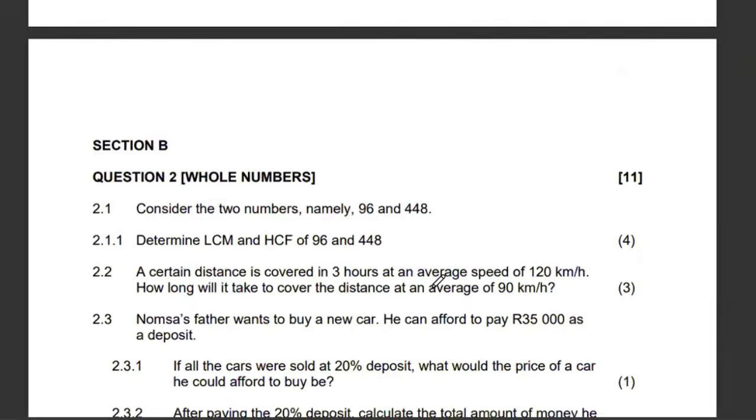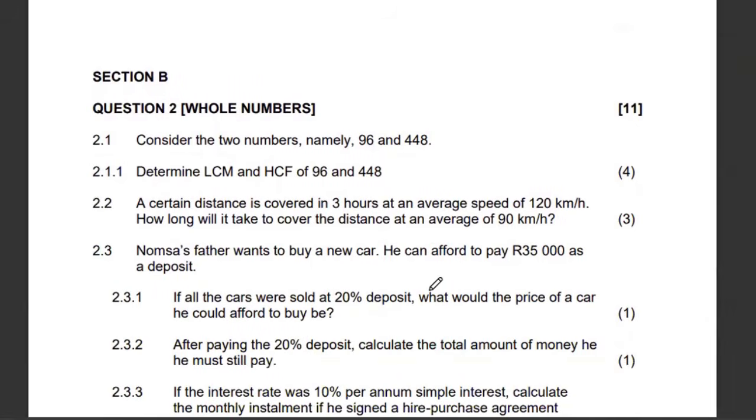All right, then section B. They're telling us to consider the two numbers, 96 and 448. They want us to find the LCM and HCF of these two numbers. Now, what we're going to do is very simple. We need to find the prime factors of 96, okay? Break down the 96 using just prime numbers.